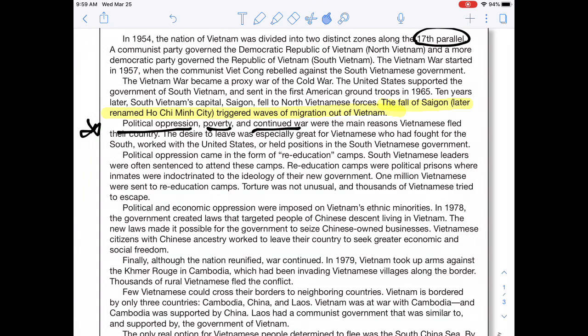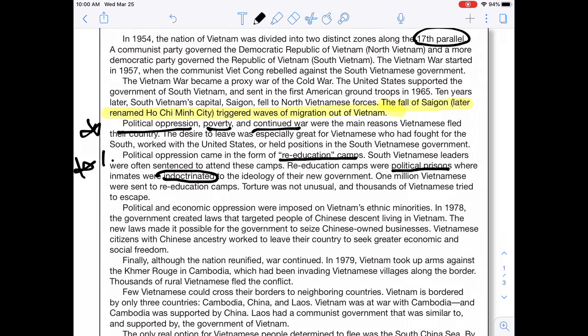Political oppression came in the form of re-education camps. I'm going to star that and put number 1 as a detail. South Vietnamese leaders were often sentenced to attend these camps. I don't really know what re-education camp is yet, but as I read on, maybe it will explain it. Re-education camps were political prisons where inmates were indoctrinated to the ideology of their new government. So political prisons, that's important. That's what it is. And I'm not sure what indoctrinated means, but I can look that up.